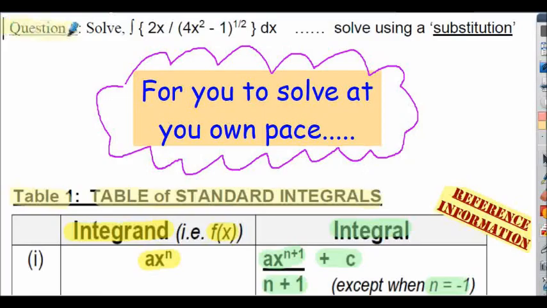Here's question 8. We have to solve the integral of 2x divided by 4x squared minus 1, all raised to the power of a half with respect to x. We'll solve this using substitution, but I'm going to let you solve this at your own pace. If you make the appropriate substitution here, which I think is fairly obvious based on our previous work, you'll end up solving the problem in the format of a function of x is ax to the n, although of course we'll actually be integrating the problem in the form of au to the n with respect to u.